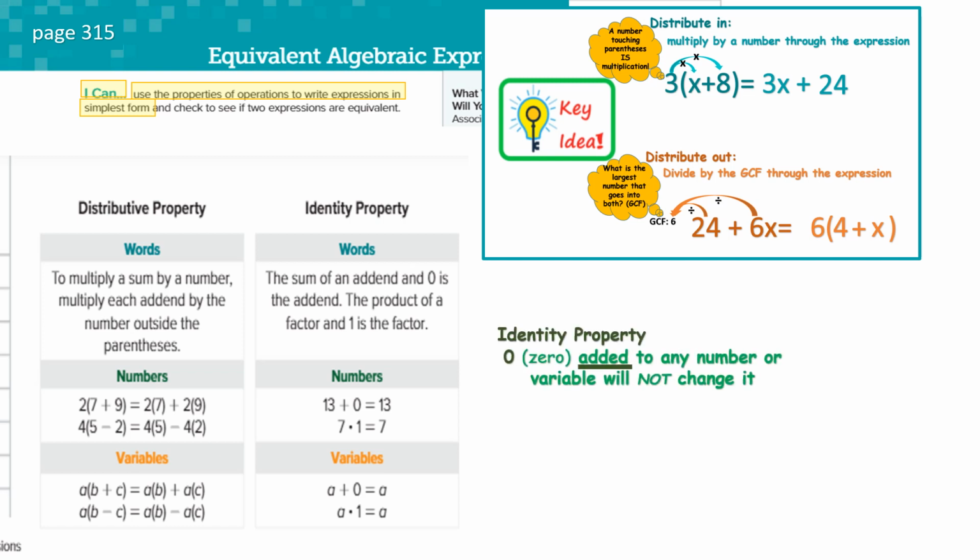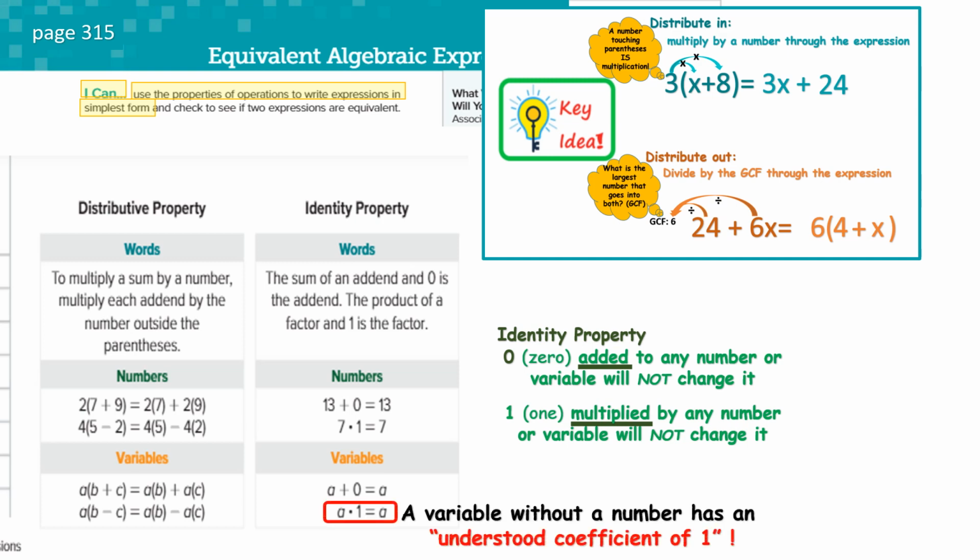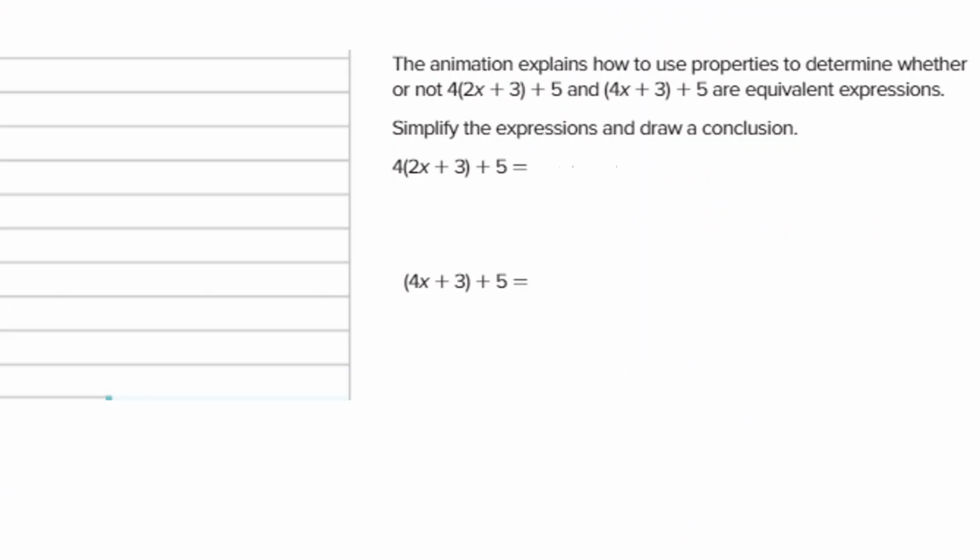So identity property, once again, if I add 0, it doesn't change the value. If I multiply by 1, it doesn't change the value. Once again, if we have that understood coefficient of 1, we don't want to keep it in front. We just know that it's there with the a or any variable. So when I'm looking at expressions, trying to decide if they're equivalent, if they're equal to one another, I just have to do whatever math I possibly can, such as combining like terms.